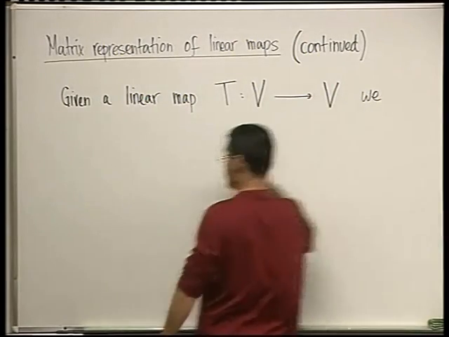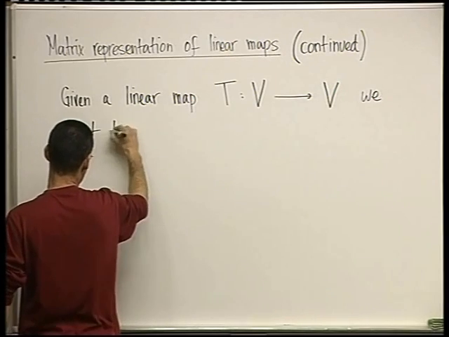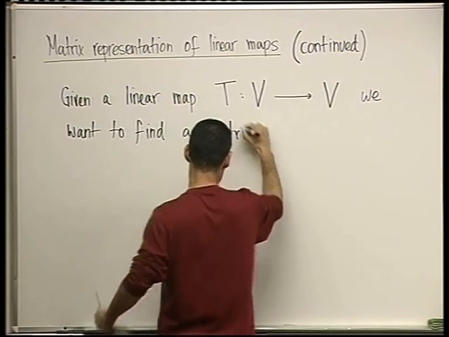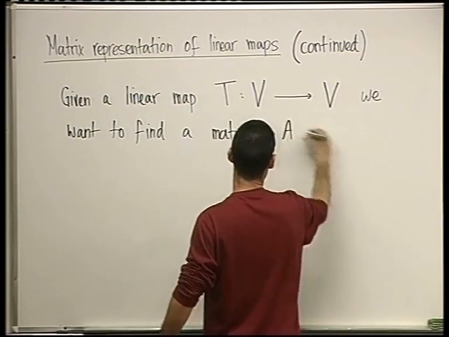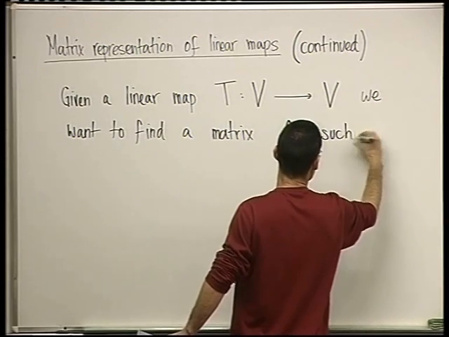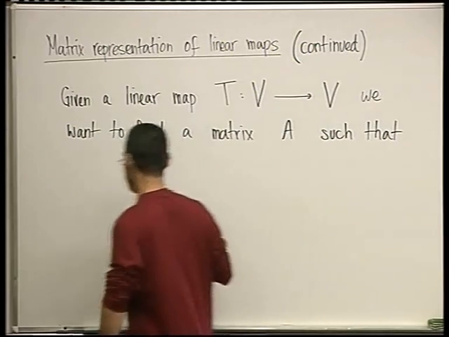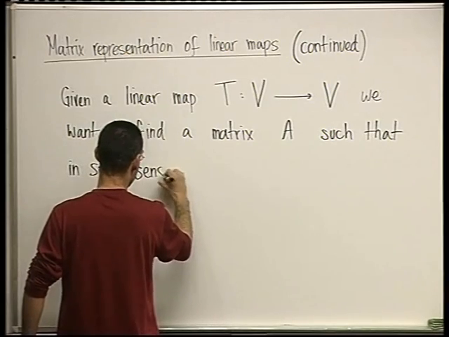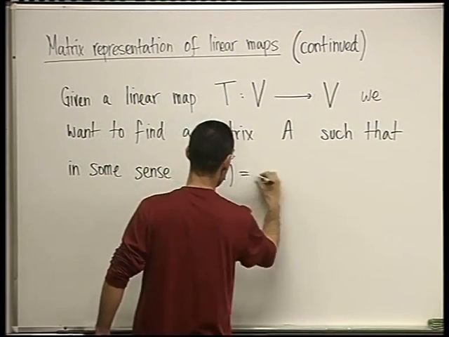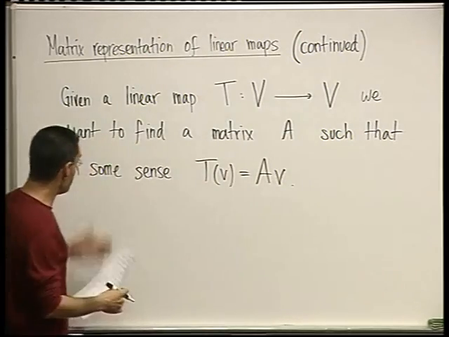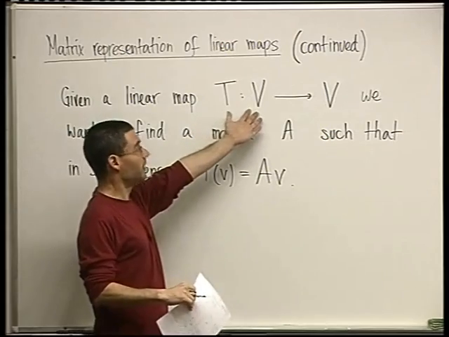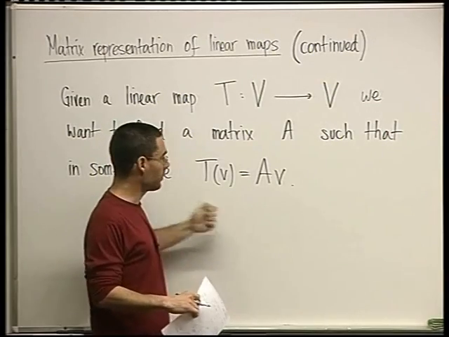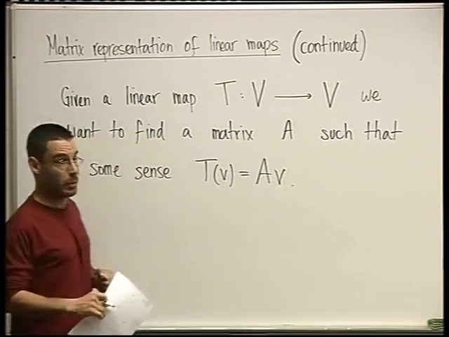We want to find a matrix A such that, in some sense, and we're going to make that precise in a minute, T of v equals A times v. And I'm writing in some sense because V can be a space of polynomials, and then this doesn't make sense. Okay, so we need to first make it make sense and then show how we do it.